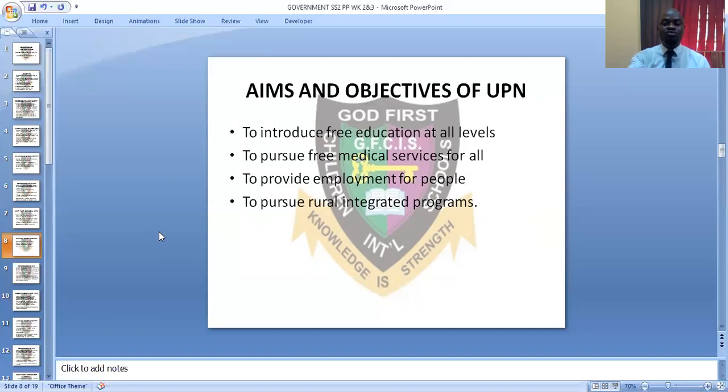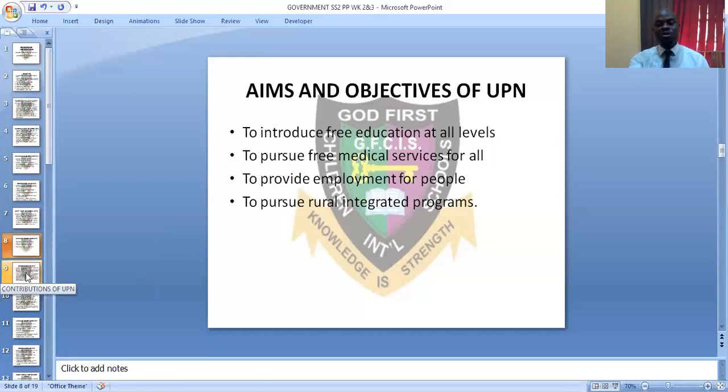Another aim was to pursue free medical services for all, that is, we want all citizens to be medically sound. Another aim was to provide employment for all, that is, to provide and create more employment for all those who needed one job or the other. Another one was to pursue rural integration programs, whereby the rural areas will become developed.